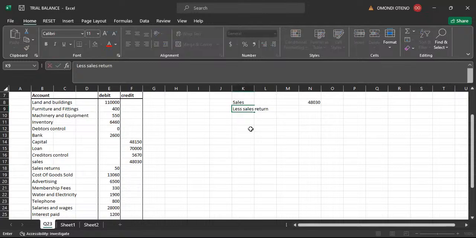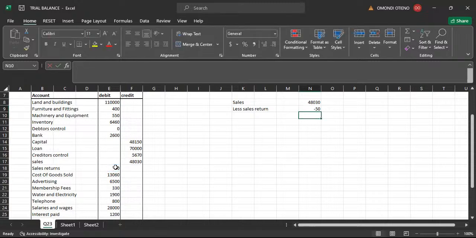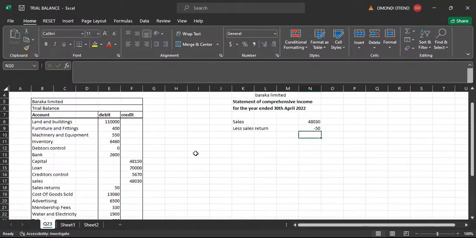return. Less sales return, which is equivalent to, so if you look at this, we have 50, but this 50, remember it is a positive. Our statement is saying that we less sales return. So what are we going to do? Indicate equal and negative, then you refer to 50. It will give you negative 50. So any other thing that will be affecting our sales, we don't have any additional information.